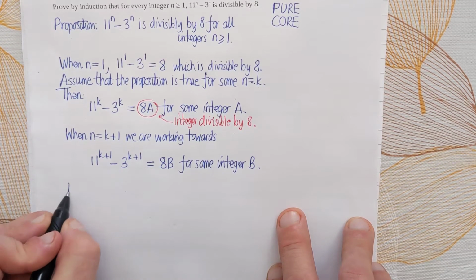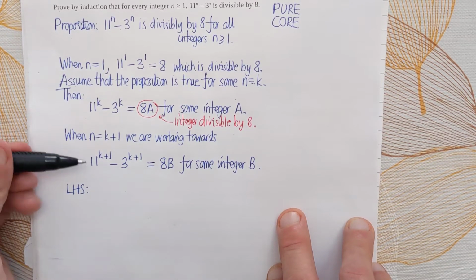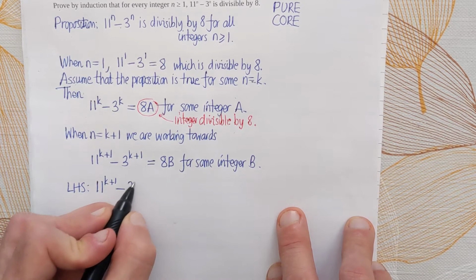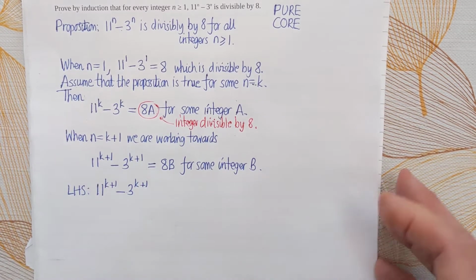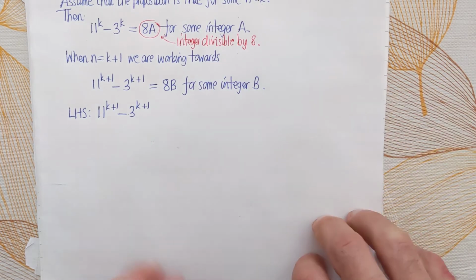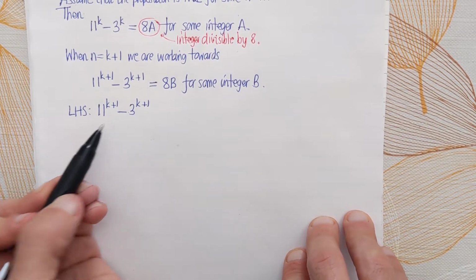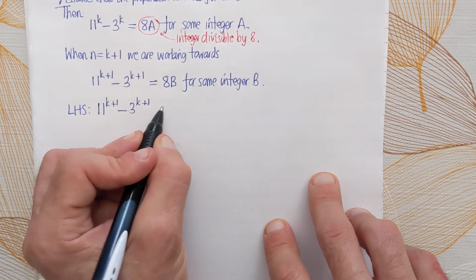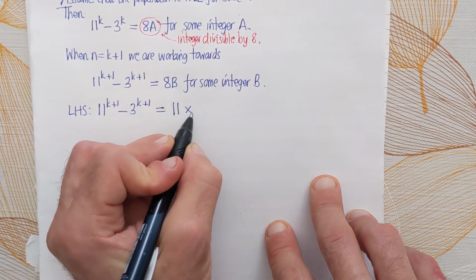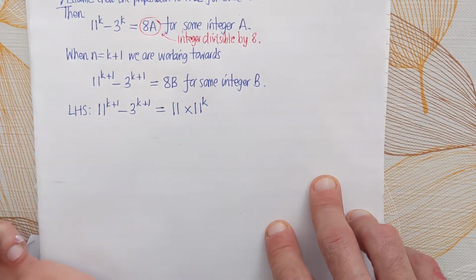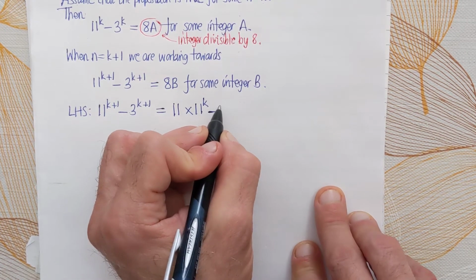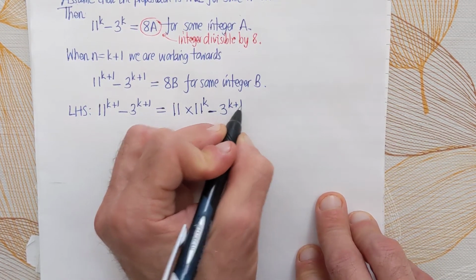And so we start with the left-hand side. The left-hand side is 11 to the k plus 1 minus 3 to the power of k plus 1. So we are aiming to show that this produces a multiple of 8. And we're going to write 11 to the power of k plus 1 as 11 times 11 to the power of k, using the simple rules of indices, minus 3 to the power of k plus 1.